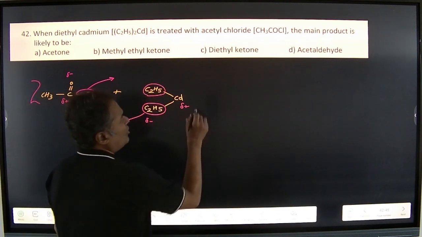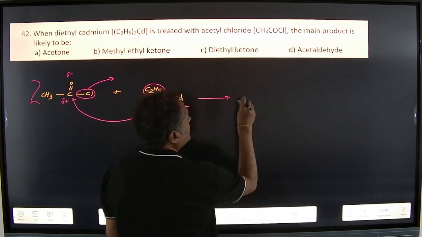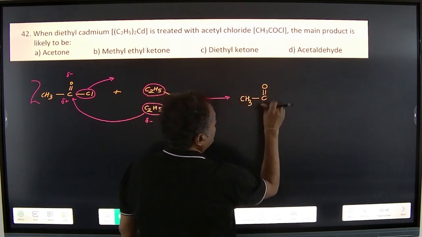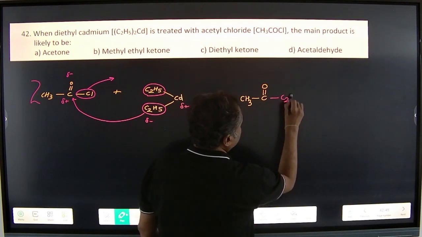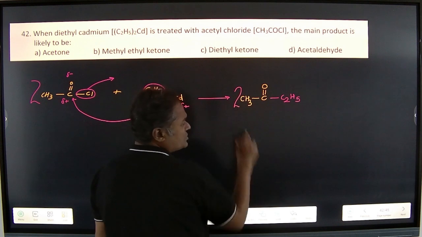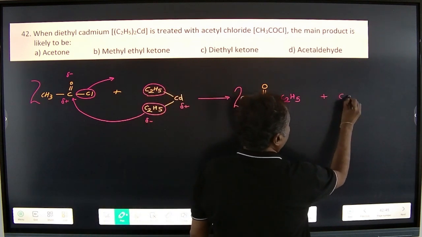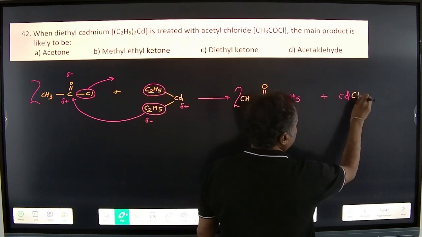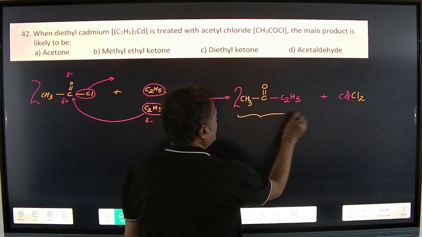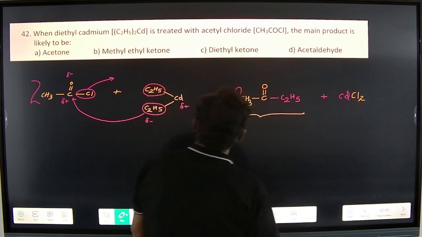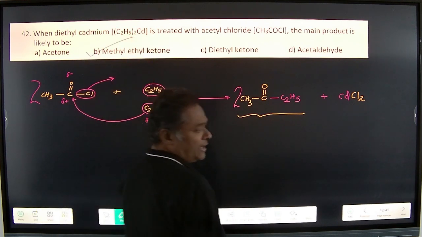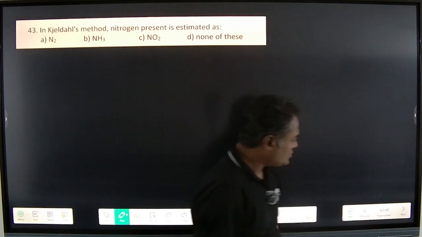So, your answer would be what? You have got a methyl with a carbonyl group, and on another side you will have got ethyl. Since it is a dialkylating agent, you will require 2 moles, and the byproduct obtained would be cadmium with 2 chlorines, in short, cadmium chloride. So, the product obtained in this case is nothing but ethyl methyl ketone. So, your correct answer in this case is option B. I hope this is clear. Let us take the next question, child.